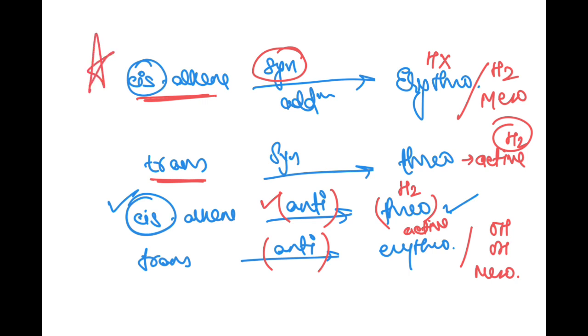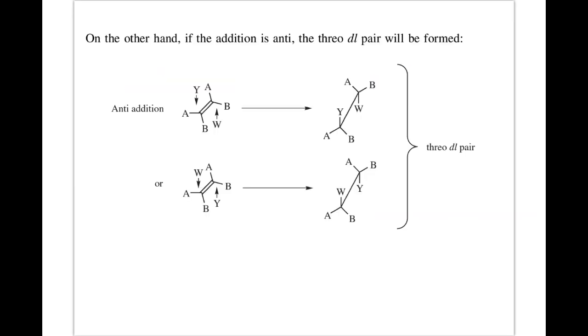This slide is completely for shortcut. Cis alkene syn addition gives you erythro or meso. Trans alkene syn addition, 3O and active always. Cis alkene anti-addition, always active and 3O. Trans alkene anti-addition, erythro, or it may be meso. So whenever there is an erythro, there is a possibility of meso depending on the group that you are taking. Very easy shortcut.